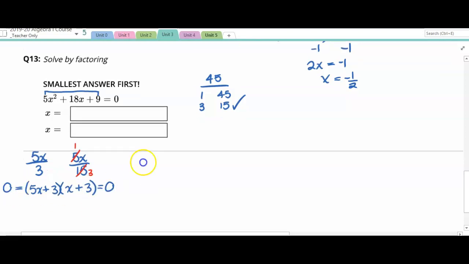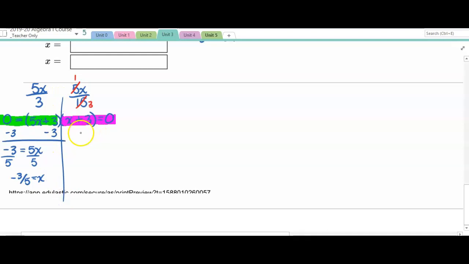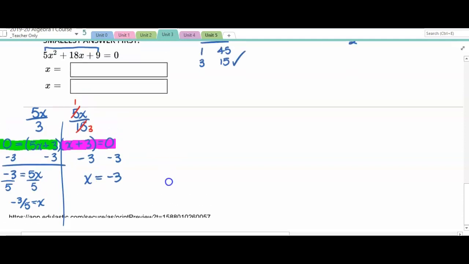Setting each of these equal to 0 and solving, I have to set this left equation equal to 0 and the right equation. When I solve here, -3 equals 5x. -3/5 equals x. When I solve this equation, it's much simpler. X equals -3. It says list the smaller answer first, so I'm going to put a -3 and a -3/5.